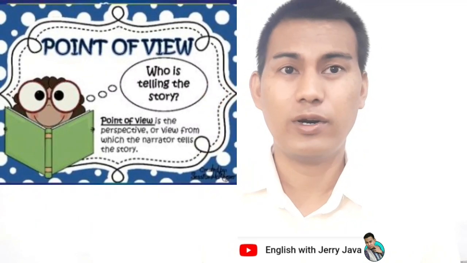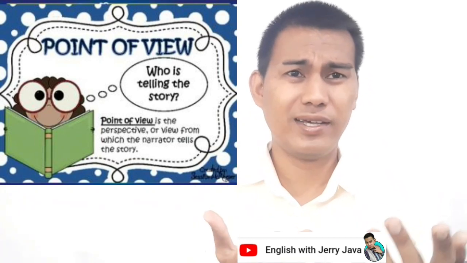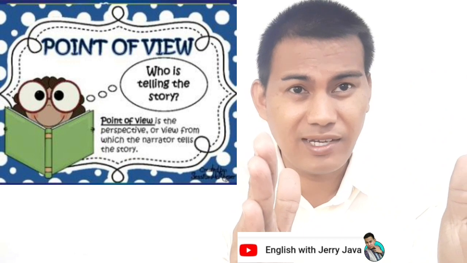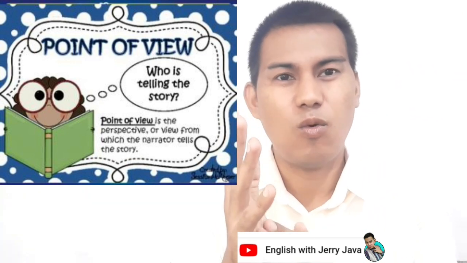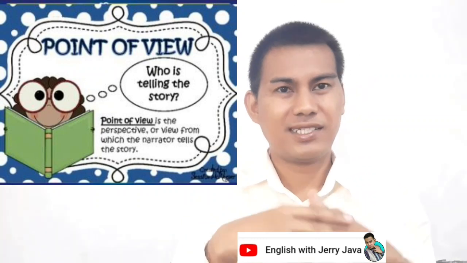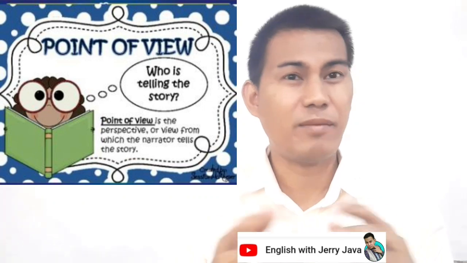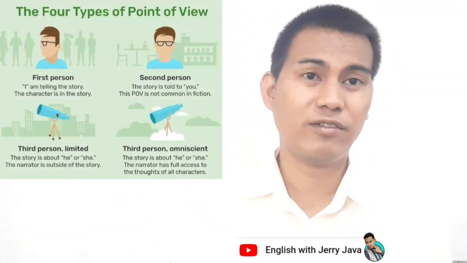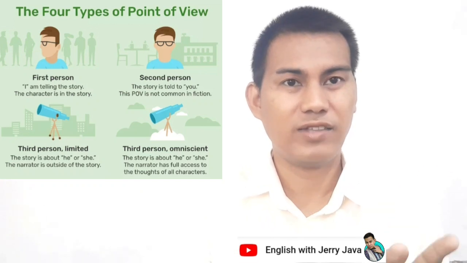Point of view or POV. The point of view actually tells you who is telling the story or to whose perspective is the story being told. Is it from one of the characters? Is it from a narrator? Is it from an observer? Point of view that can be first person point of view. The one telling the story is actually the character, one of the characters.